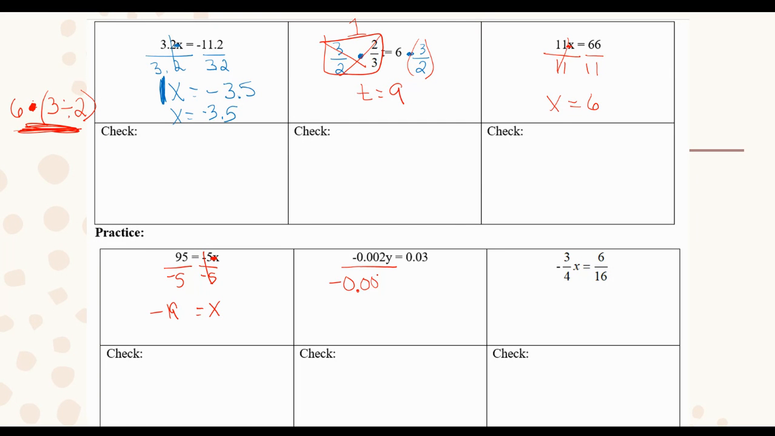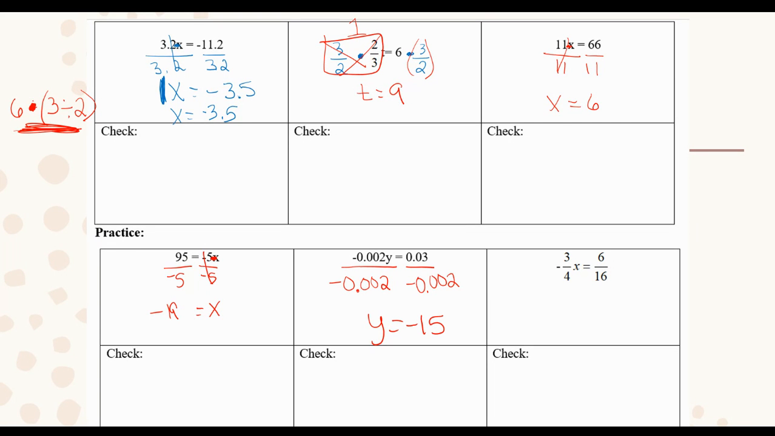Okay, same thing here on this next one. Yes, there's a negative sign. Okay, dividing both sides by a negative 0.002. So making sure you actually plug it into the calculator correctly, we should get y equaling a -15.